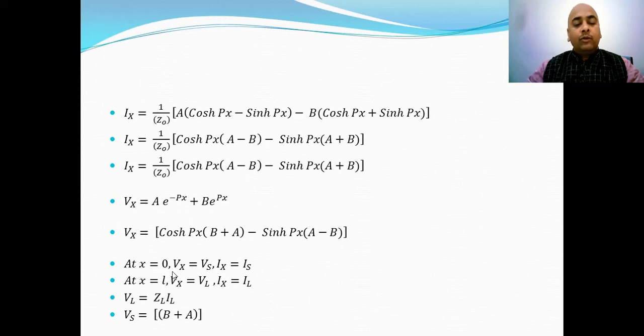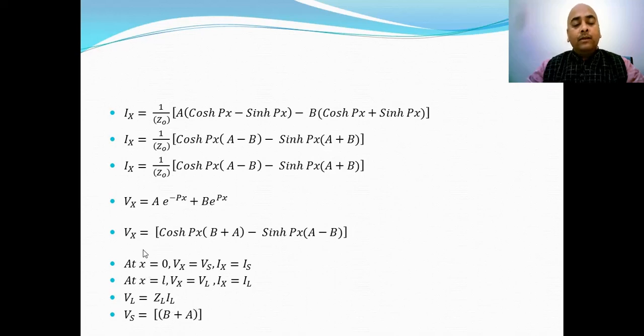So at x equal to 0, Vx is Vs, Ix is Is. Similarly, at x equal to L, Vx is VL and Ix is equal to IL. Or ultimately, we obtain that VL is equal to ZL into IL.